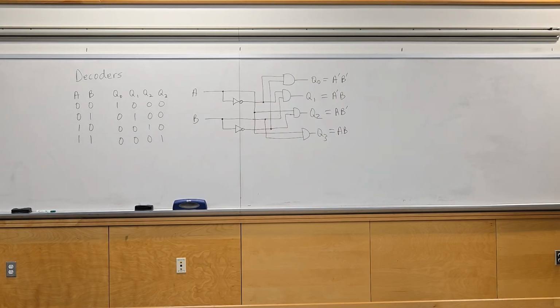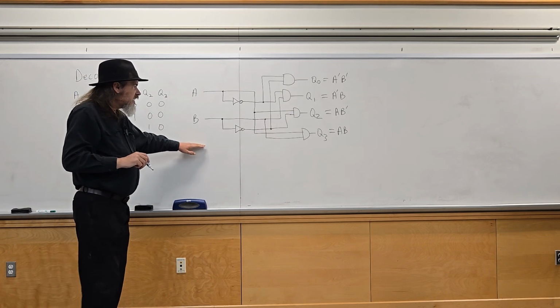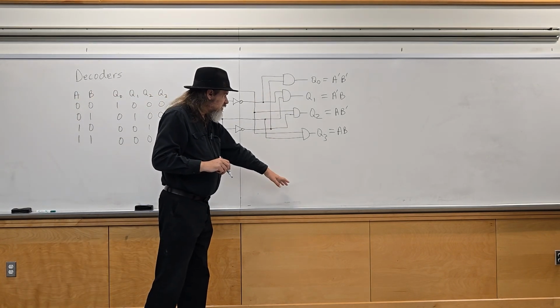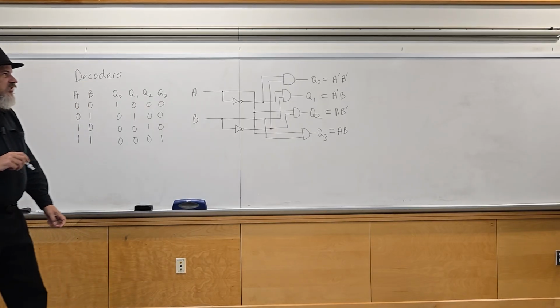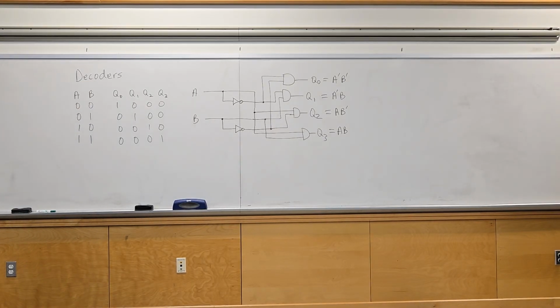More commonly, you see 3 to 8 decoders, which just would have a third input and 8 outputs, Q0 through Q7. And there you go.